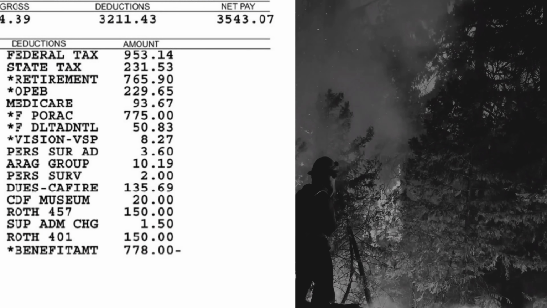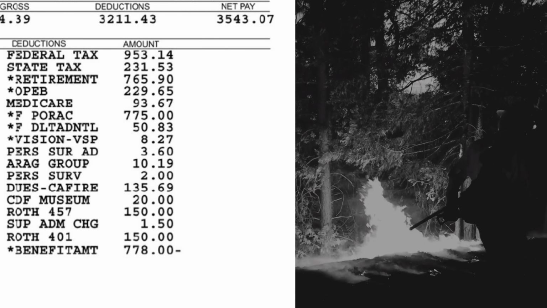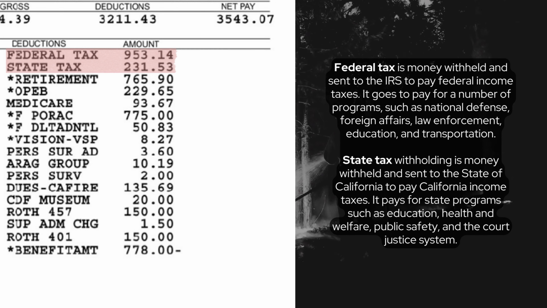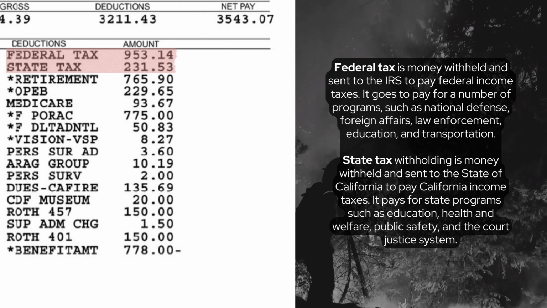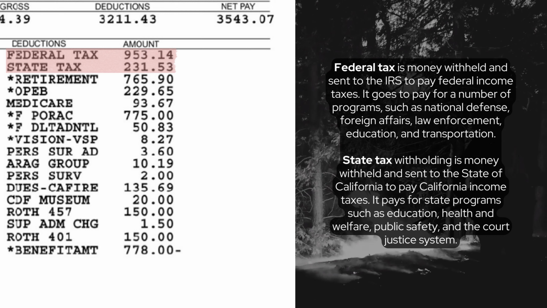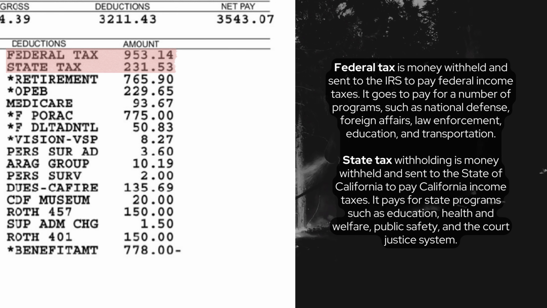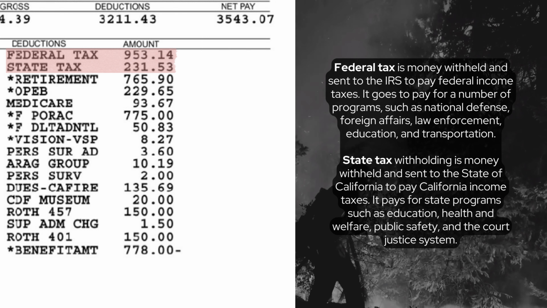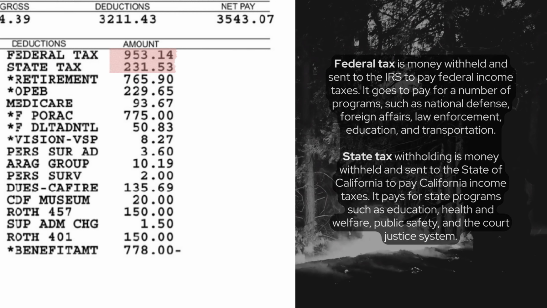Moving on to deductions. Items marked with an asterisk are calculated on a pre-tax basis and affect your taxable gross. We'll start with federal taxes, which is money withheld and sent to the IRS to pay federal income taxes. It goes to pay for a number of programs such as national defense, foreign affairs, law enforcement, education, and transportation. State tax withholding is money withheld and sent to the state of California to pay California income taxes. It pays for state programs such as education, health and welfare, public safety, and the court justice system.